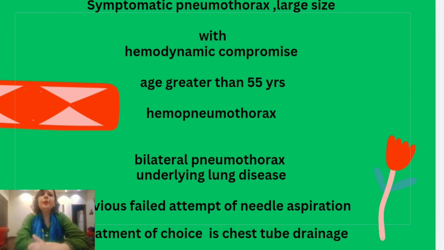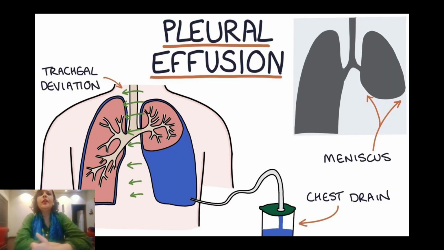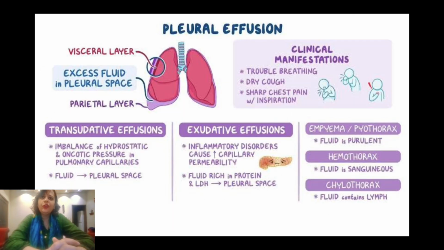If the patient has symptomatic pneumothorax of large size with hemodynamic compromise, or if the patient's age is greater than 55 years, or he has hemopneumothorax, that is blood mixed with the air, or bilateral pneumothorax, or underlying lung disease, or you have attempted previous needle aspiration because of primary pneumothorax but the attempt has failed, then we go for chest intubation.